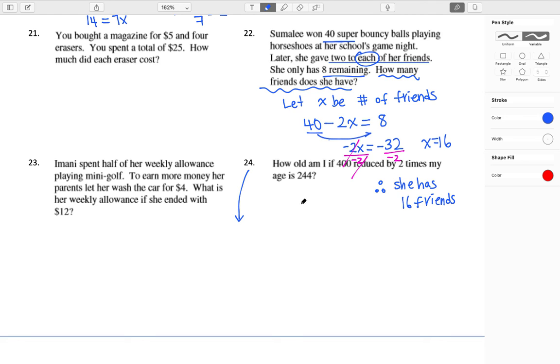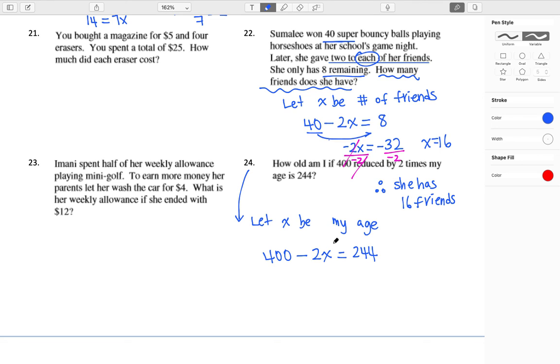Okay, I do want to go over number 24, just for the equation. So let's see. How old am I if 400 reduced by 2 times my age is 244? You could say, let x be my age, right? It's asking how old am I? So if that's the case, it's 400 reduced by, reduced means minus, 2 times my age, which is 2x, is equal to 244.